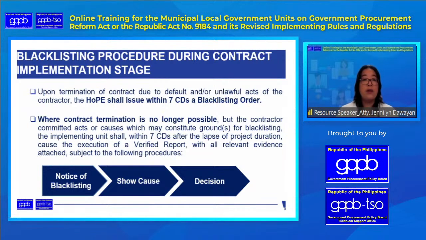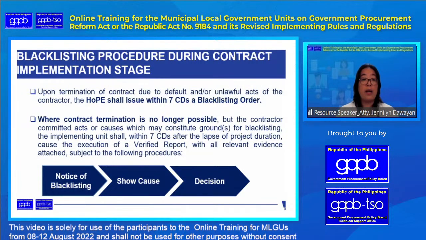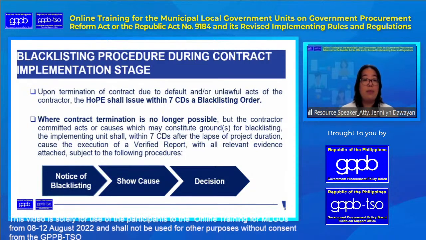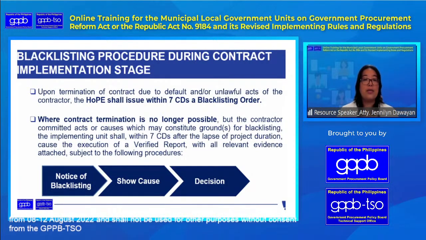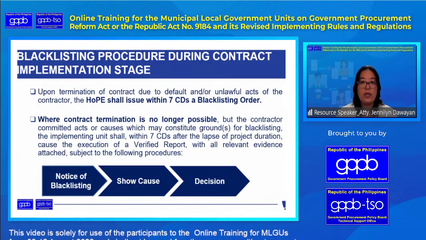So, kung talagang hindi na talaga pwedeng ma-terminate yung contract, but the contractor committed acts or causes which may constitute ground for blacklisting, the implementing unit shall, within 7 calendar days upon the lapse of the project duration, cause the execution of the verified report with all evidences attached. So, ano po ba ito? So, tingnan natin po yung proseso niya, no?